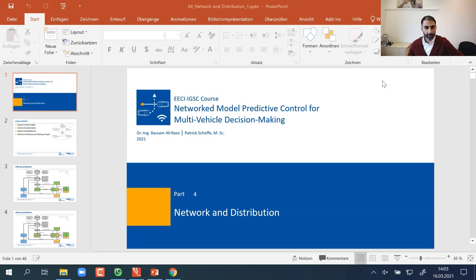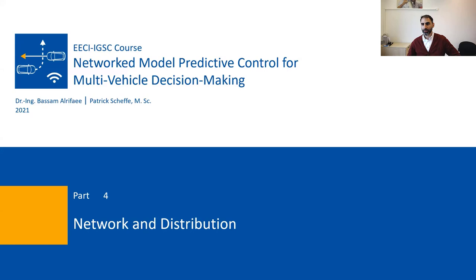So coming to a main part of this course, it is about network and distribution. And the goal of the 3 hours of network, as you see in the schedule, is to transfer this network thinking to you. And you will implement an example, the platoon control, also in the lab.